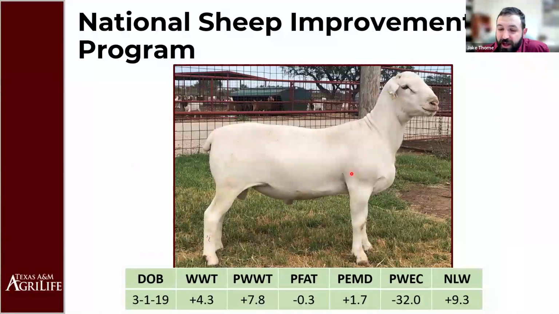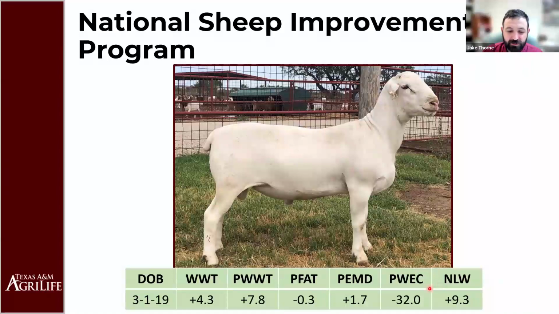Okay, so I talked about our RAM test model before, and that kind of drove the selection in our Rambouillet flock. Since then, we've really got that flock, and then also our Dorpers, transitioned to more of the NSIP type protocol and enrolled in that program. And so you see across the bottom here, this is just an example of an EBV profile from a buck that we produced a few years ago.